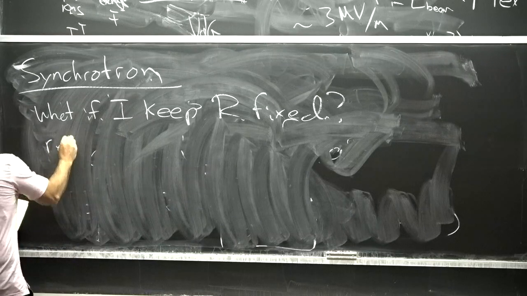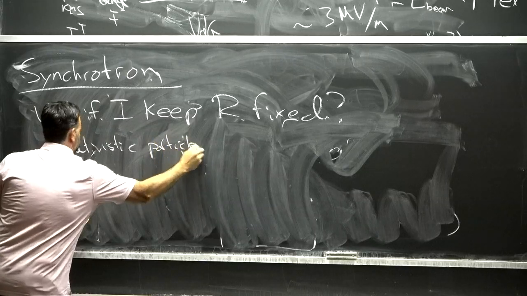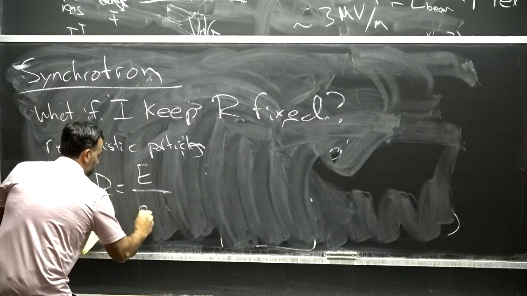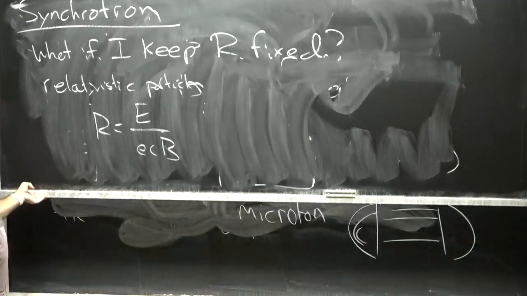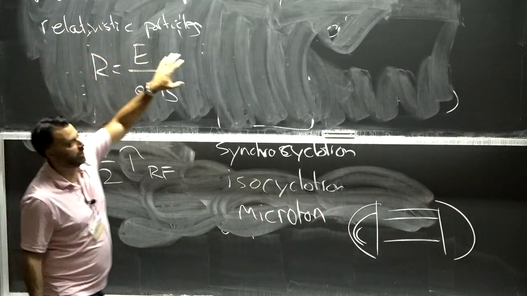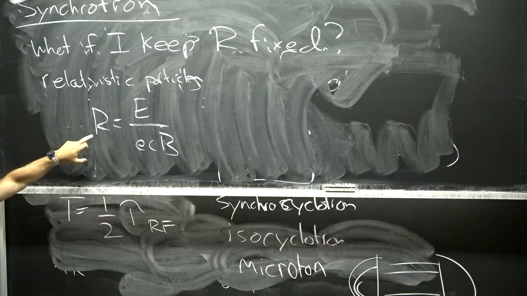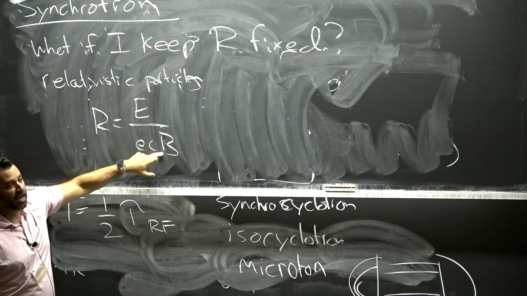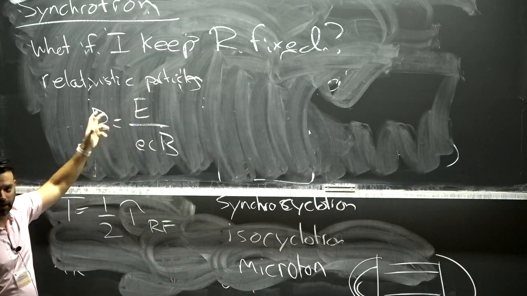For relativistic particles, R is given by the energy of the particle over ec times the magnetic field, if I'm trying to keep it at the same fixed R. Okay? Now, what this means is that if you want an accelerator that doesn't spiral out in size and keeps a fixed size for all your orbits, as I raise the energy of my particles through acceleration through RF cavities, I have to synchronously raise the magnetic field. Okay, that's where the name synchrotron comes from, that I have to keep these synchronized.